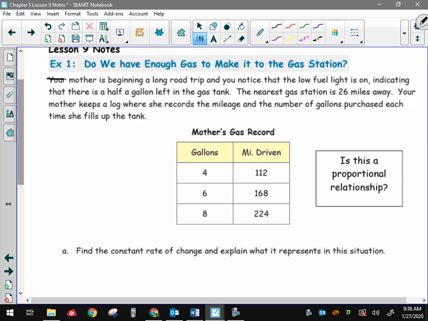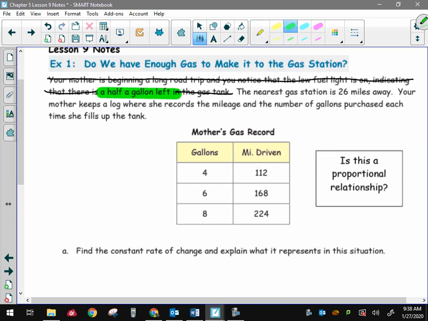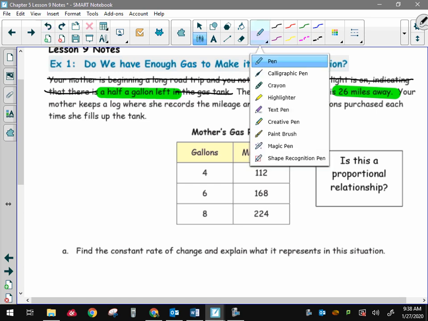Yeah. All of this stuff is sort of setting up the scene. We know we're driving. We know we have gas. What I really need to know is that there's a half gallon. I don't care if it's your mother, your brother, you. I don't care. The nearest gas station is 26 miles away. Your mother keeps a log where she records the mileage and the number of gallons purchased each time she fills up. So here's the record your mother keeps.